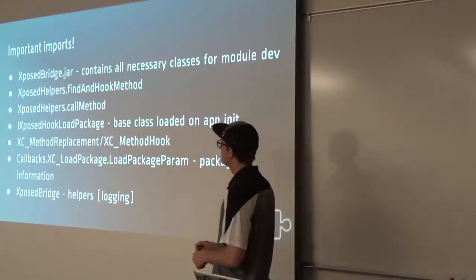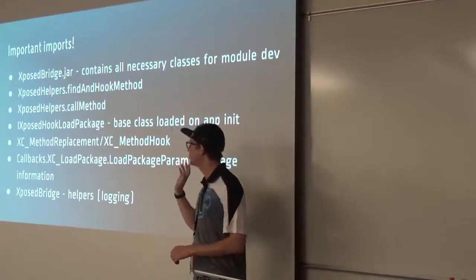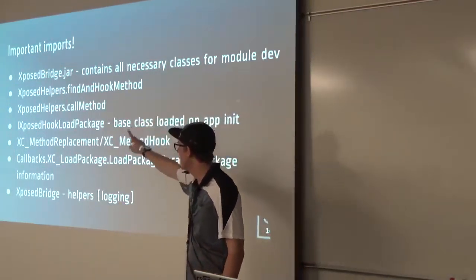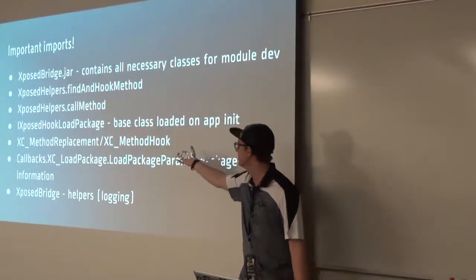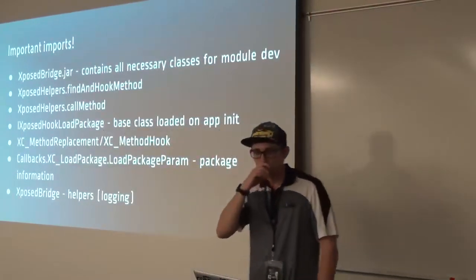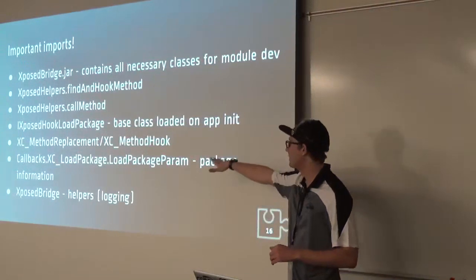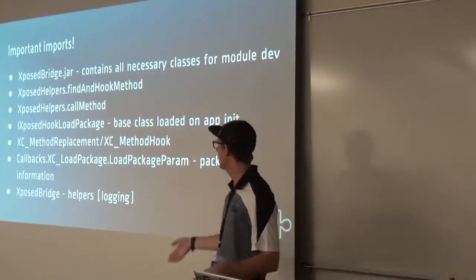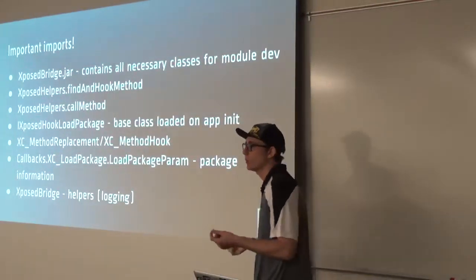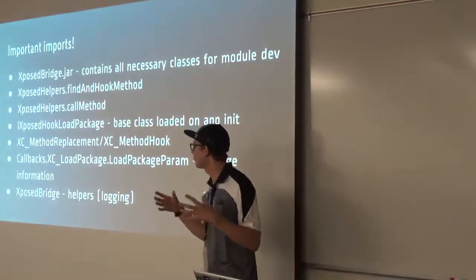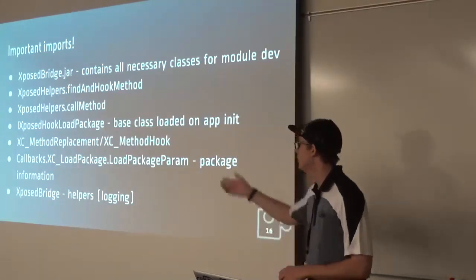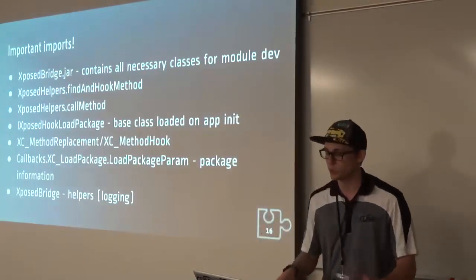XC_MethodReplacement and XC_MethodHook are really important. Those are the two things that actually do the work for you, and they're used with findAndHookMethod. So these two do exactly what they sound like. This hooks a method, and this replaces it entirely. LoadPackageParam is essentially the package information. We'll be using that to identify if this is the correct app that we're looking for when we're writing a module. And then the XposedBridge, that's basically a logging helper that I'm going to be using a lot, so I threw that in at the bottom. That's like the base XposedBridge.log.